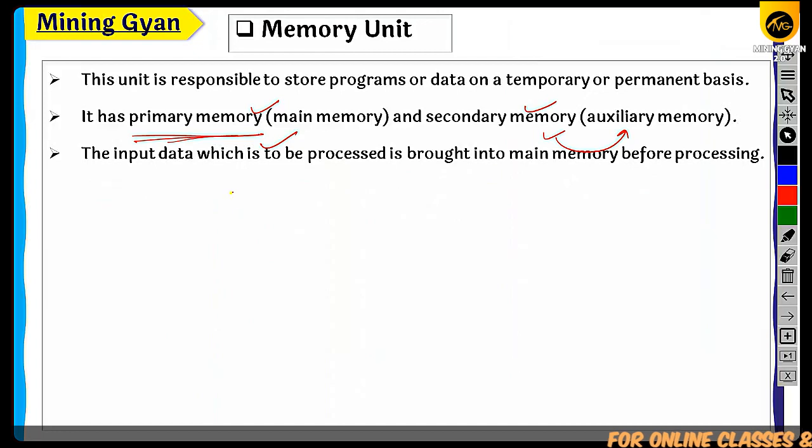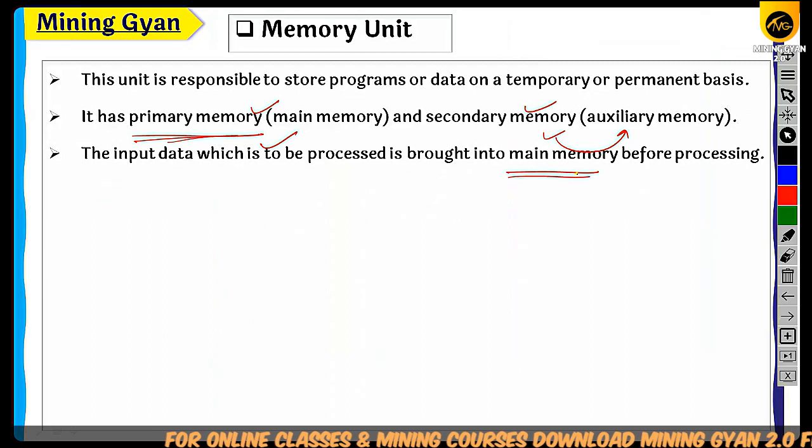Okay, the input data which is to be processed is brought into the main memory before processing. So the input data which is to be processed is brought into the main memory. So where is input data sent? It is sent to the main memory before processing.